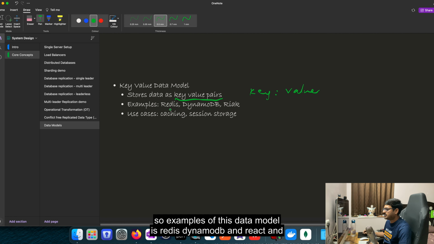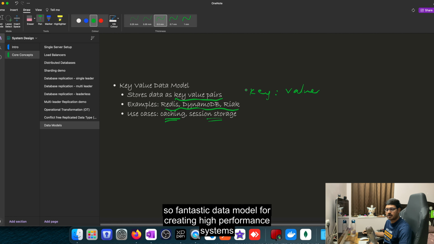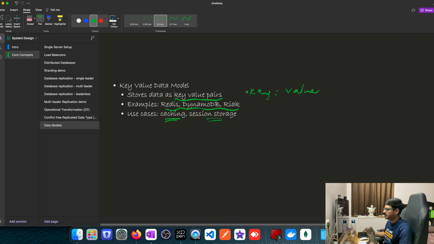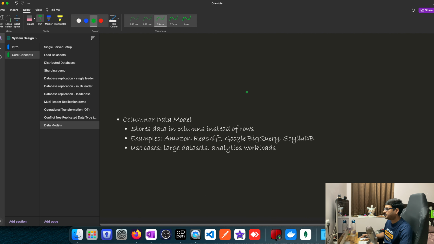Examples of this data model are Redis, DynamoDB, and Riak, and these are mainly used in caching applications and also for session storage, where we need to store some temporary data and when we need quick lookups, right? A fantastic data model for creating high performance systems. So let's see what's next.